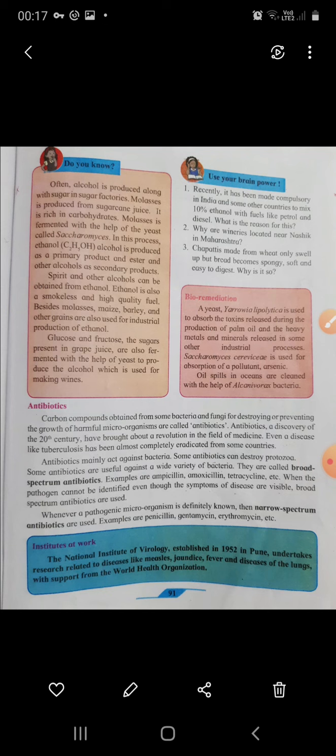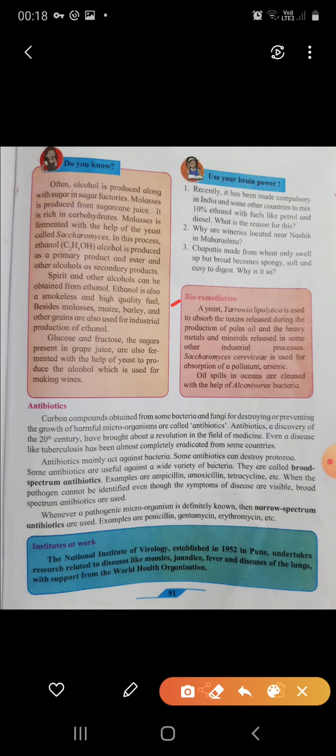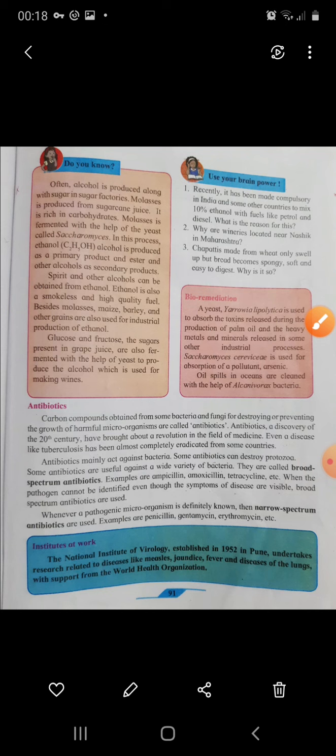From page number 91, here is given one chart, bioremediation. Okay, so first of all we will discuss this bioremediation. Bioremediation is a branch of biotechnology that employs the use of living organisms like microbes and bacteria in the removal of contaminants, pollutants and toxins from soil, water and other environments.